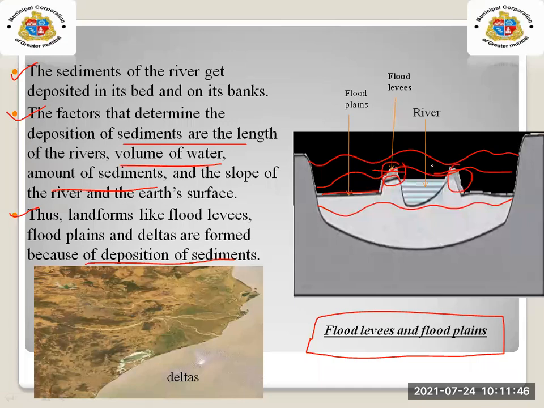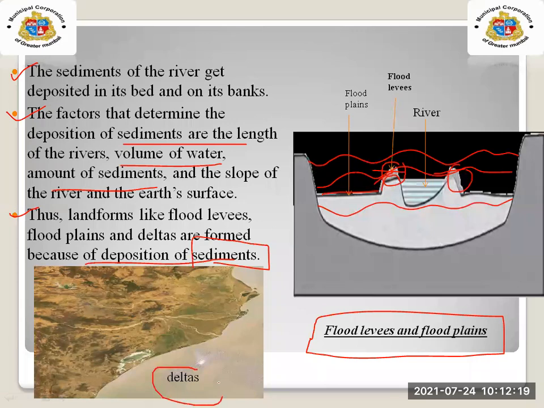Here they are saying that new landforms, with these flood leaves, flood plains, and deltas, are formed because of the deposition of sediments. When the river flows up, all these flood leaves will get deposited there only, and the new land will form near the bank of the river.